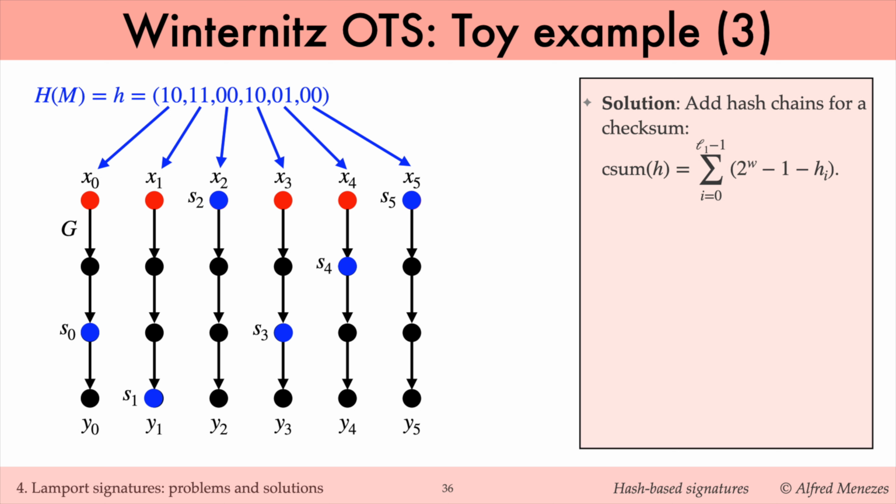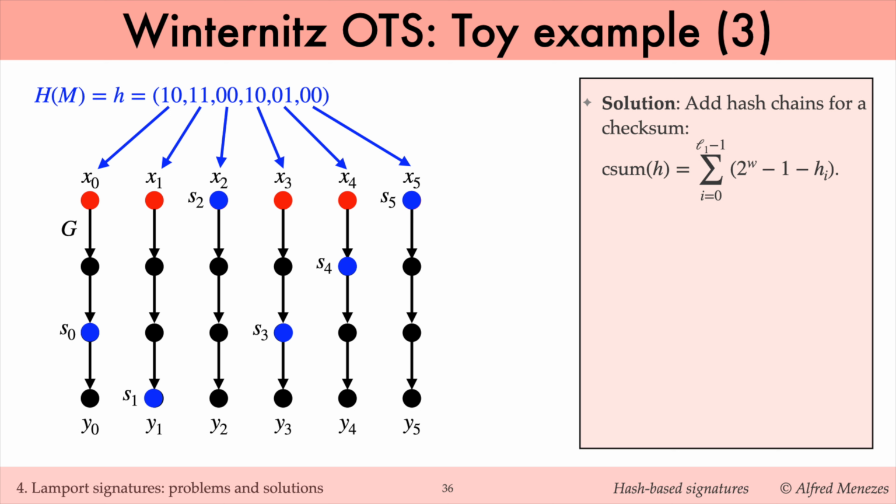In the toy example shown, where w equals 2, the first term of the sum is 2 to the w minus 1 minus h0, which is 1 since h0 is 2. Note that 1 is the distance between the signature component S0 and Y0. Similarly, the second term of the sum is 2 squared minus 1 minus h1, which is 0 since h1 is 3. Note that 0 is the distance between the signature component S1 and Y1.